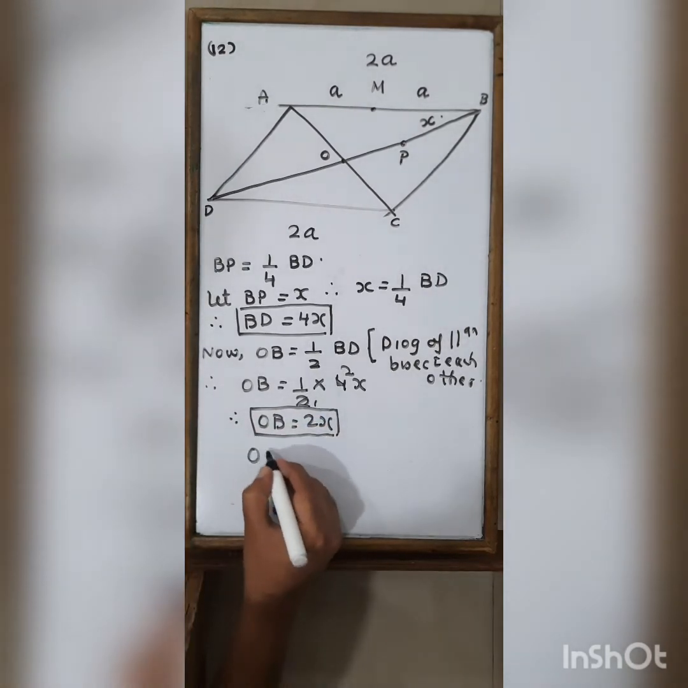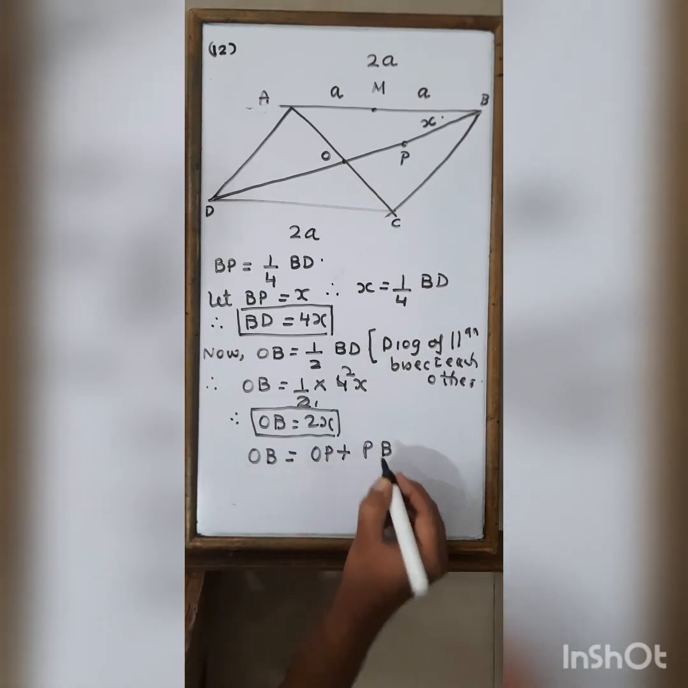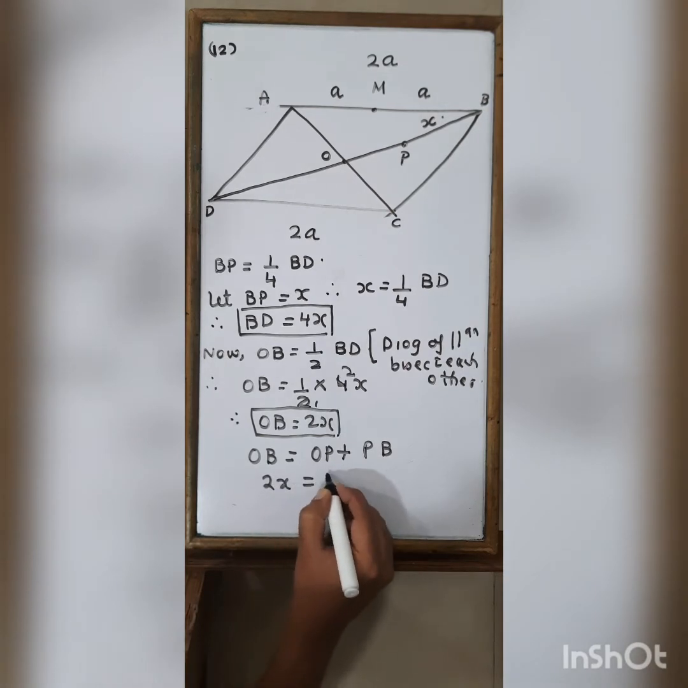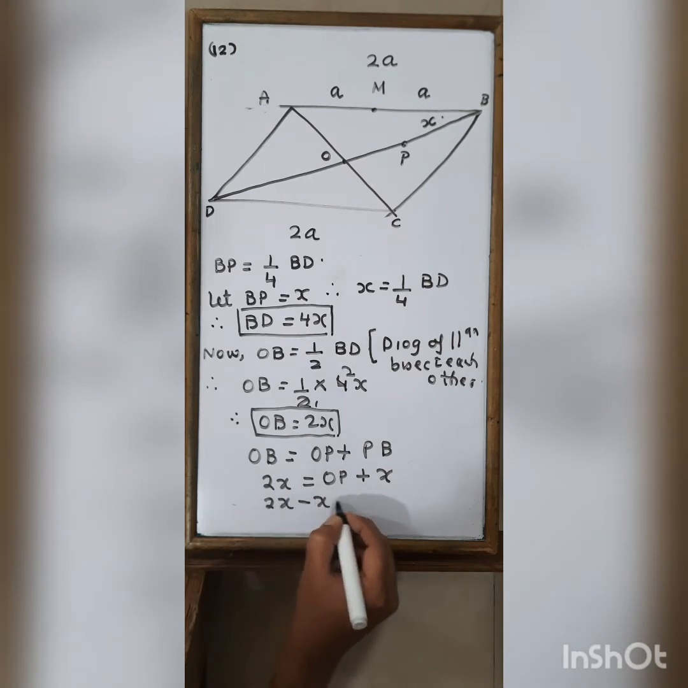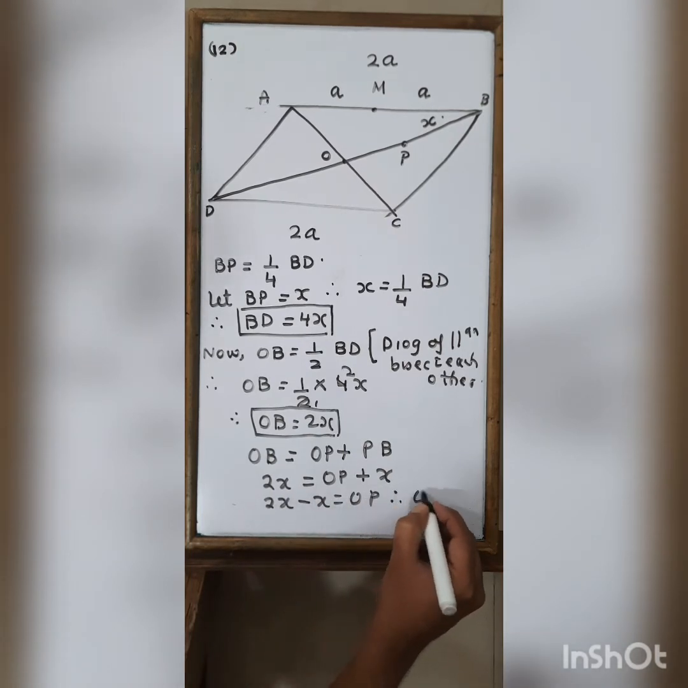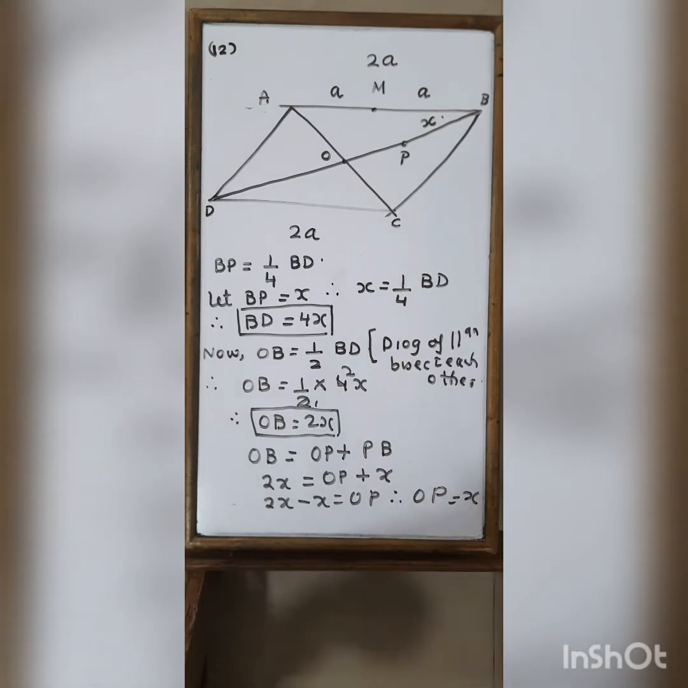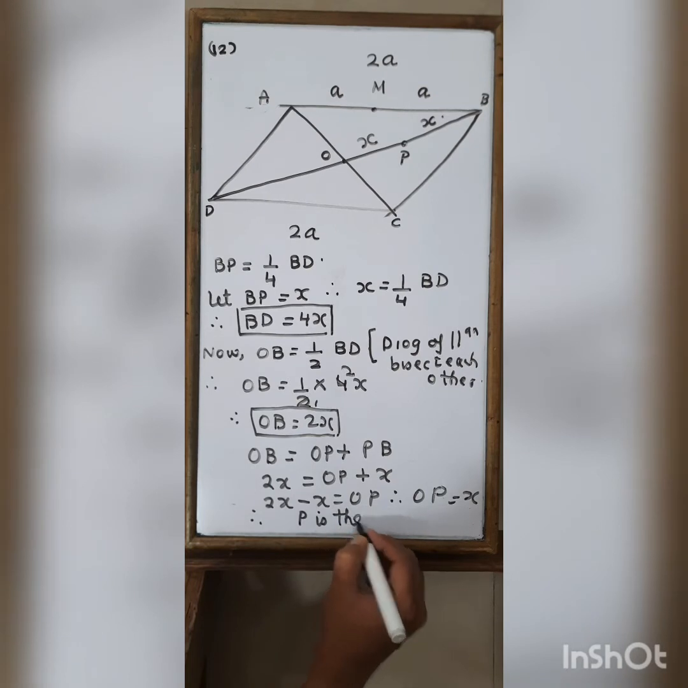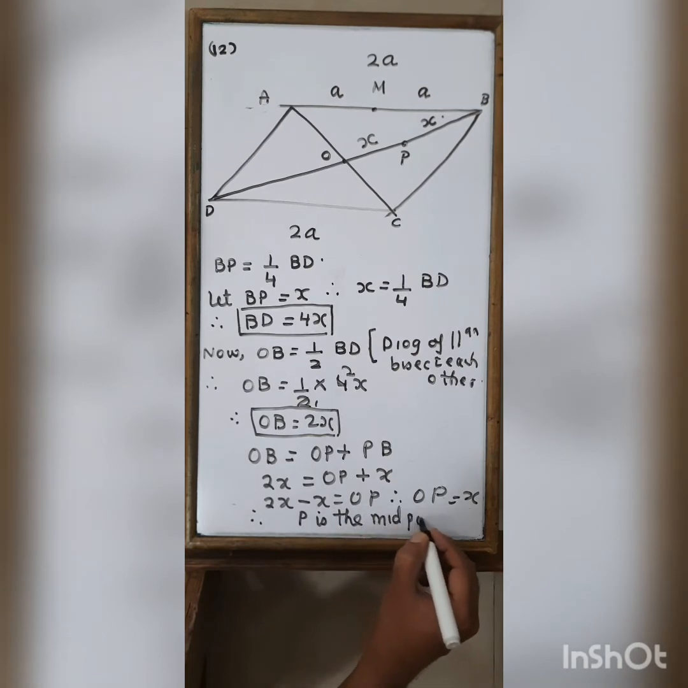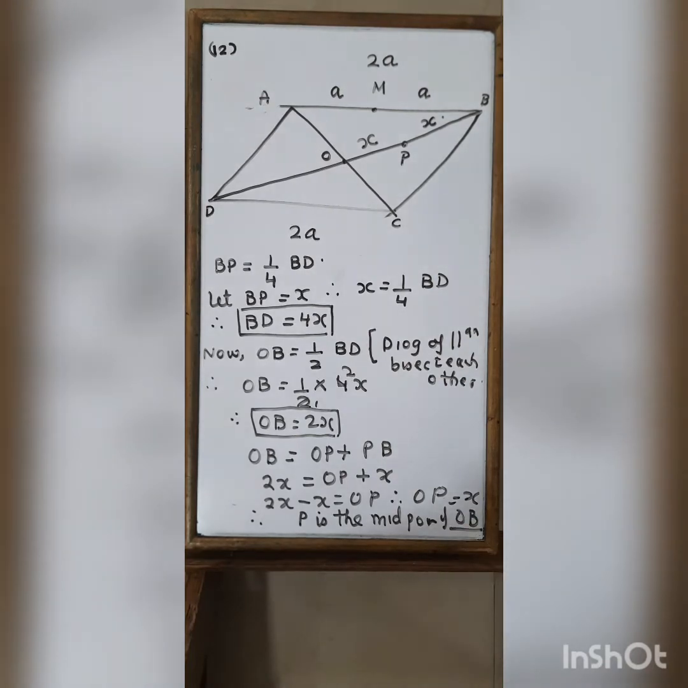Now I can say OB is equal to OP plus PB. But OB is equal to 2X is equal to OP plus PB, which is X. X come on this side. 2X minus X is equal to OP. Therefore OP is equal to X. Understood? So now OP also becomes X. So therefore can I say P is the midpoint of OB. P is the midpoint of OB.